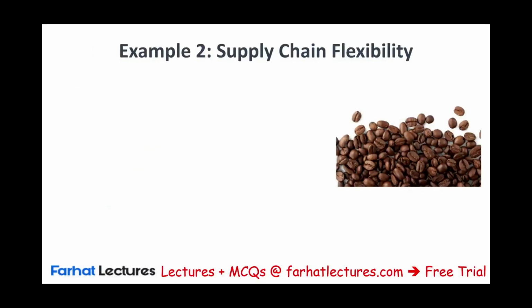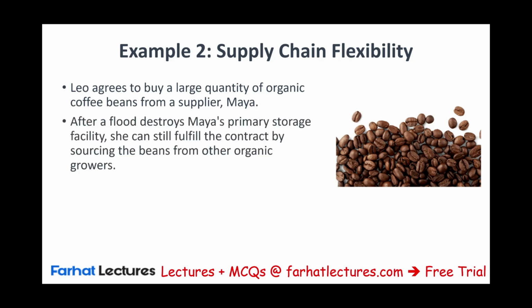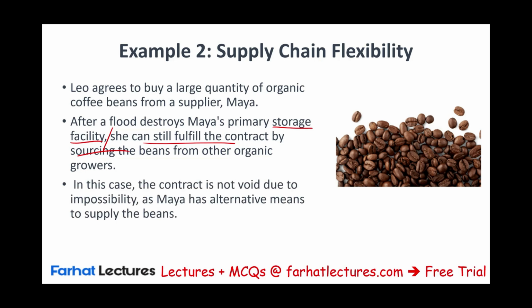Let's take a look at another example. Let's assume Leo agrees to buy a large quantity of organic beans from a supplier, Maya. Great. Well, there was a flood, and this flood destroyed Maya's storage facilities. However, Maya can still fulfill the contract by doing what? Sourcing the beans from other organic growers. In this case, the contract is not void due to impossibility. Maya does have alternative means to supply the beans. The moral of the story: if you have an alternative way to fulfill your requirement, you are expected to do so. Therefore, you cannot say it's impossible.